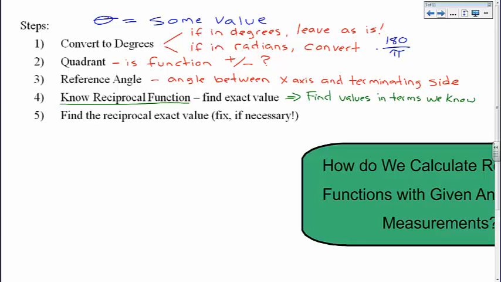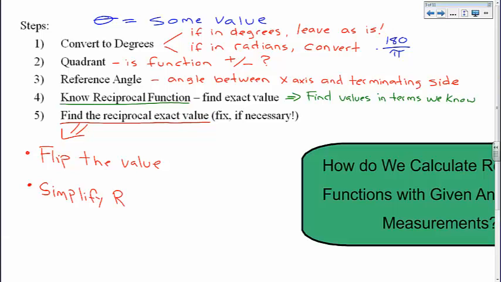Well, how does this help us, you say? In Step 5, remember back to the first example that the cosecant and the sine had flipped values of each other when they had the same angle measure. Similar case here. You take the value of the trigonometric function that you know, and then to get the reciprocal value, or rather the value of the reciprocal function, all you have to do is flip the fraction, flip the value. Once you've done this, all you need to do is simplify if there are radicals in it.